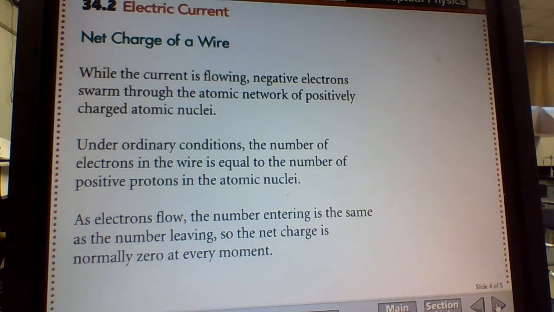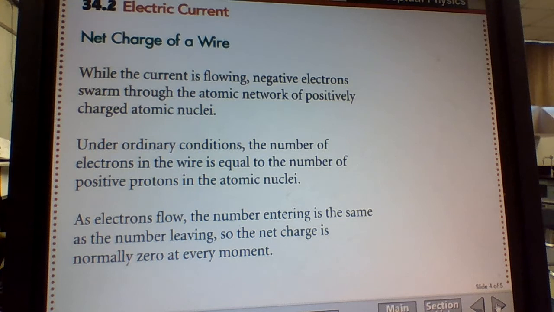Now, net charge of a wire: while the current is flowing, negative electrons swarm through this atomic network of positively charged atomic nuclei. But what we have to remember is that, as they like to call it in chemistry, there is a sea of electrons that surrounds the nuclei found inside of a metallic substance. This sea of electrons makes for a very easy transfer of one electron to the next atom, to the next atom, and so on.